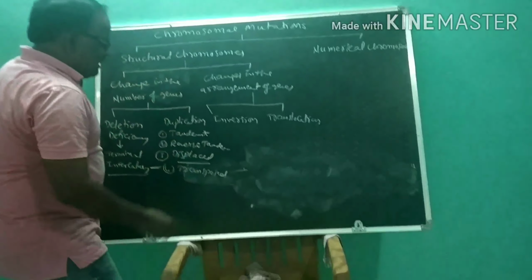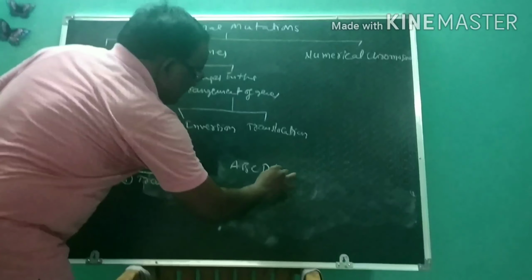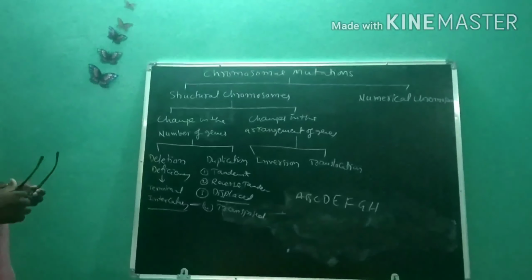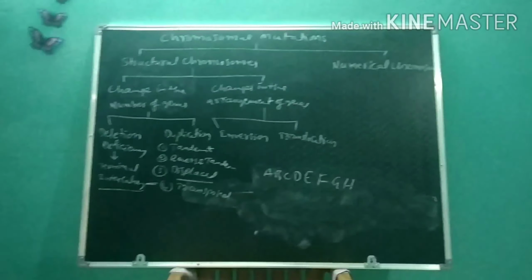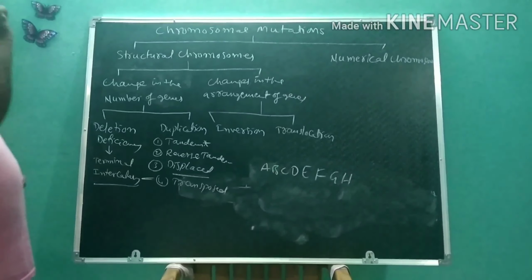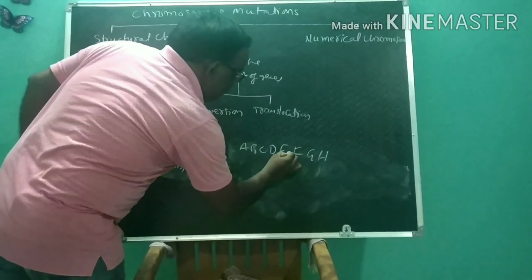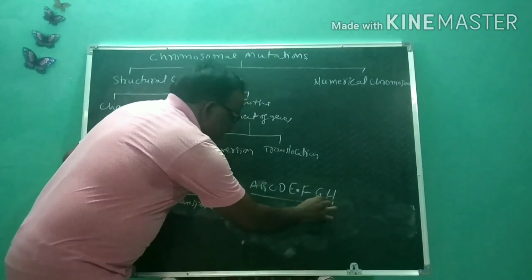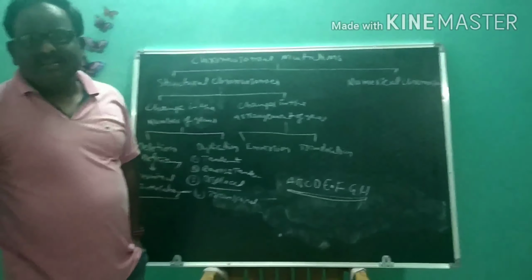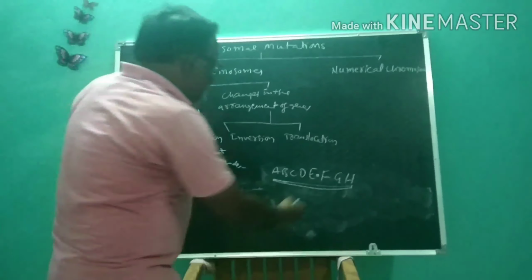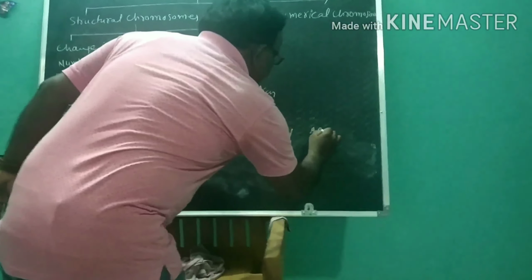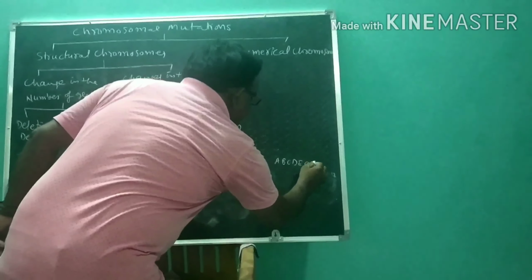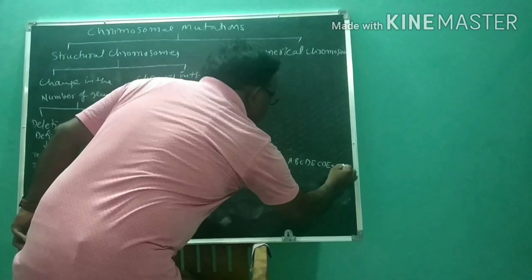A, B, C, D, E, F, G, H. These are the segments, and in the chromosome there will be a centromere. For example, this is the centromere. After that, in the same chromosome, homobranchial or heterobranchial. Homobranchial means, for example, A, B, C, D, then C, D, E, again C, D, E, then F, G, H.